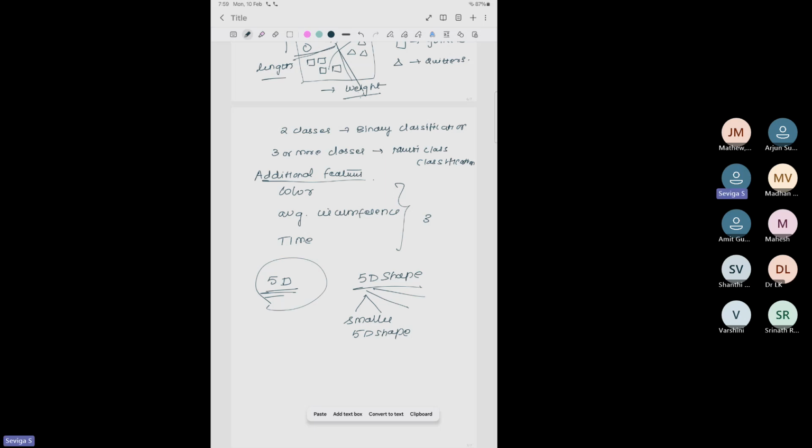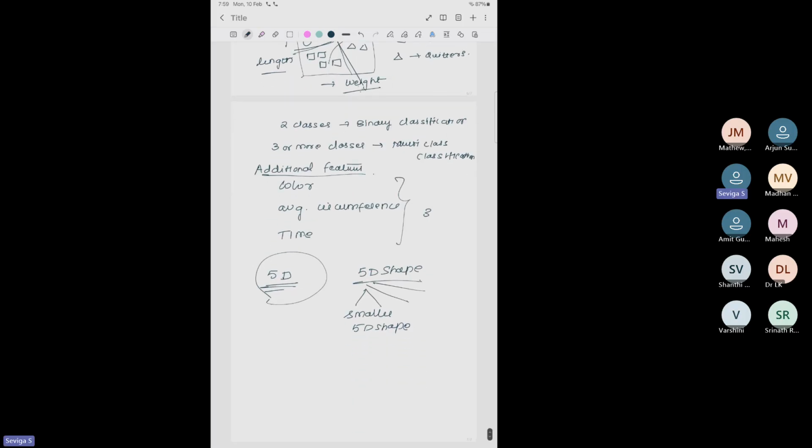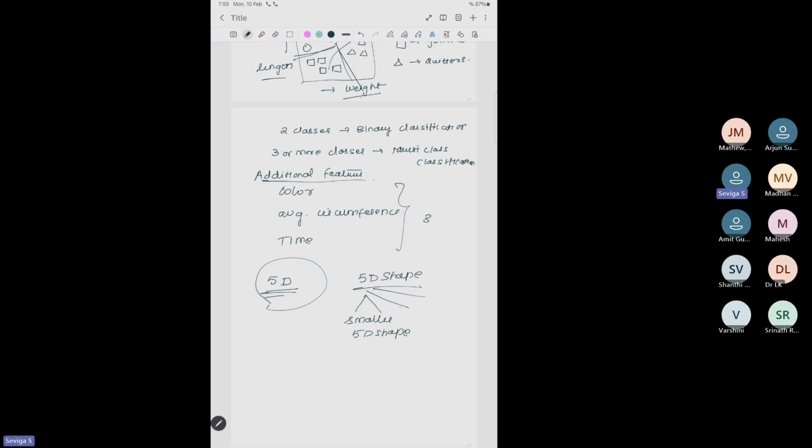So in 2D shape, we have two features. We plotted our data in two dimensions, and then we grouped them into regions. Any new data that comes, we will associate it with one of the regions, and then we will label it. In 5D shape, we can do the same thing. Inside that 5D shape, we will have smaller 5D shapes where the groups are clumped together. Any incoming data will get attached to one of those 5D regions to define different classes. So is it clear?